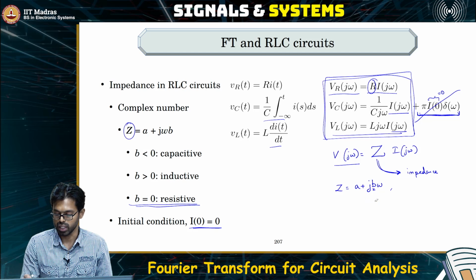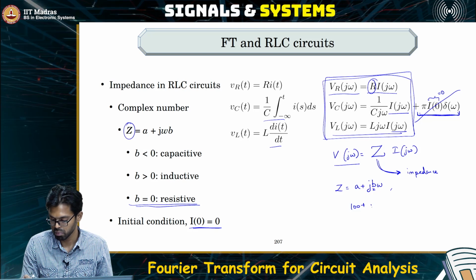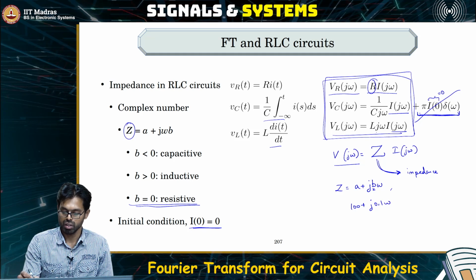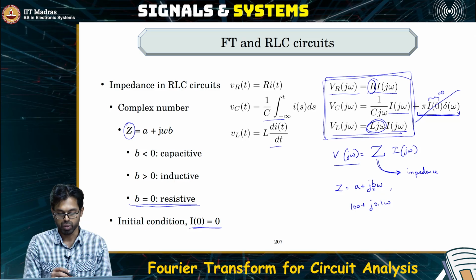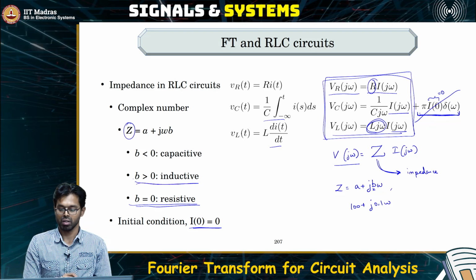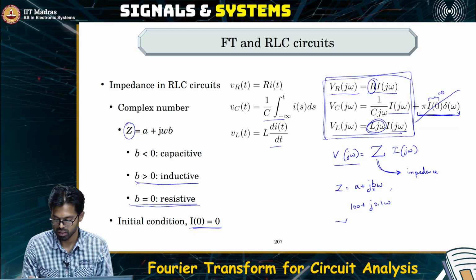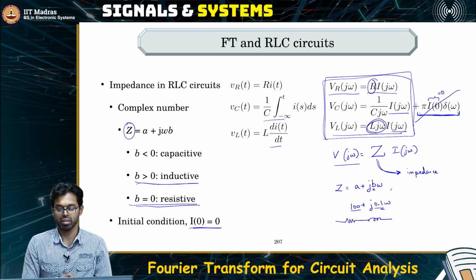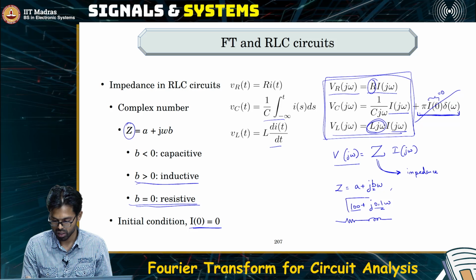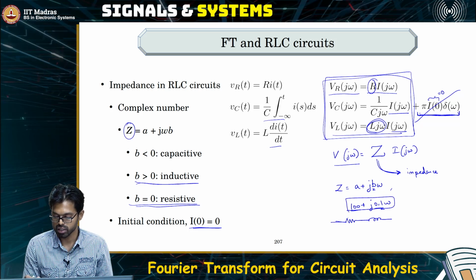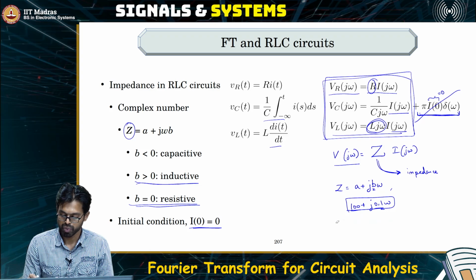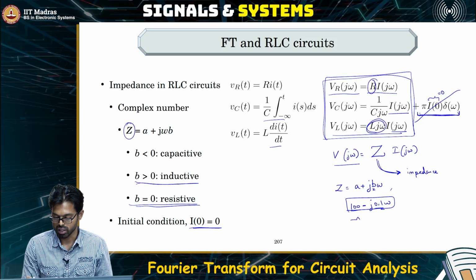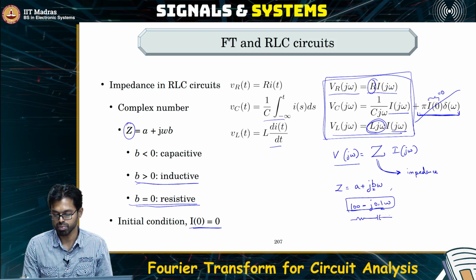Let us say this is something like 100 plus j 0.1 omega. Because B is positive, this has to be the only possible equation, which means it's an inductive component. So there is a resistor of 100 ohms and an inductor of 0.1 Henry present here. This single complex number can represent a series resistor and an inductor like this. If it was a negative number here, then it means there is a resistor of 100 ohms and a capacitor of 10 farad.